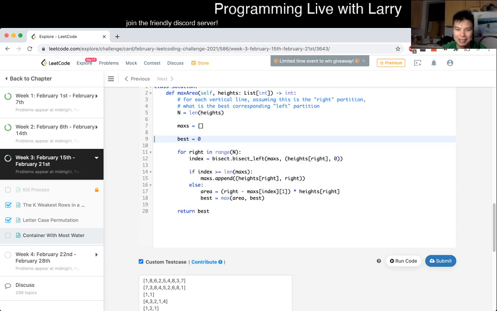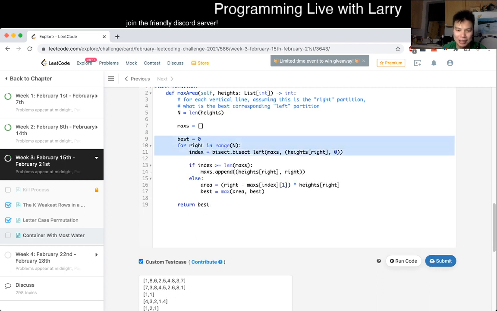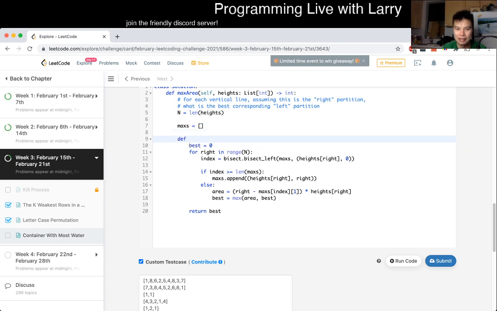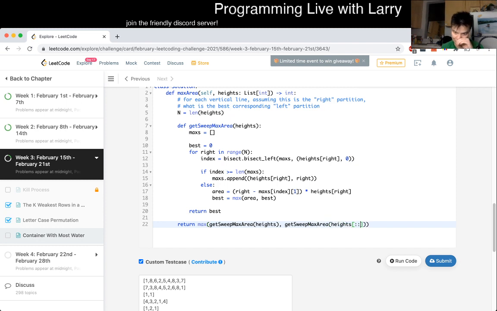Sometimes I don't, but this time I am. I'm going to just change this to a function, define get sweep max area or something like that. I don't know. Heights, right? And then now we can just return max of get sweep max area of heights, and also do the same but in reverse. Something like that, right?